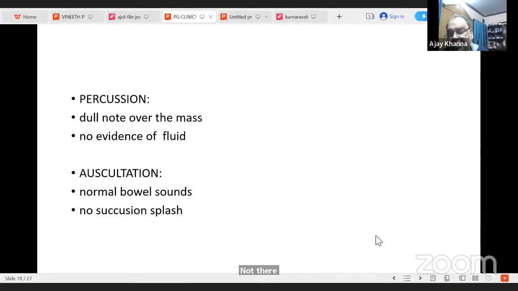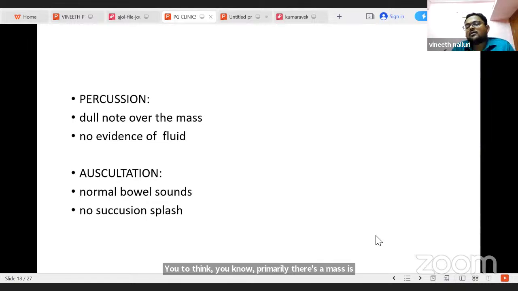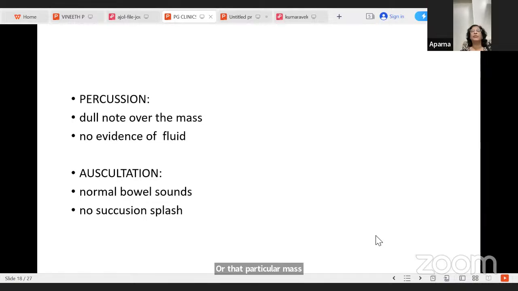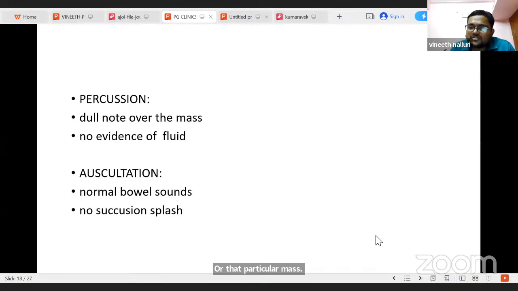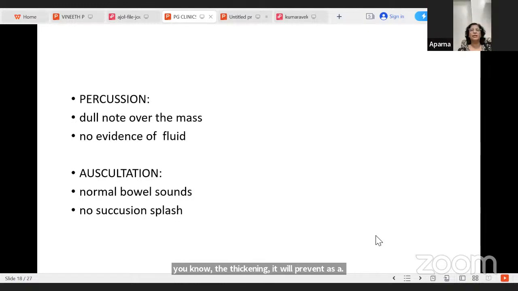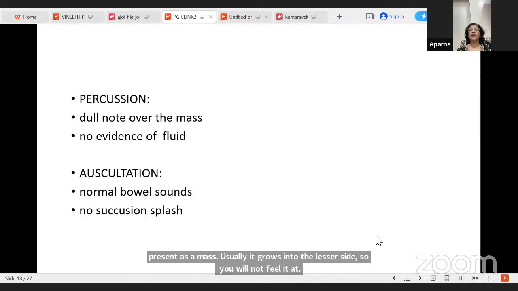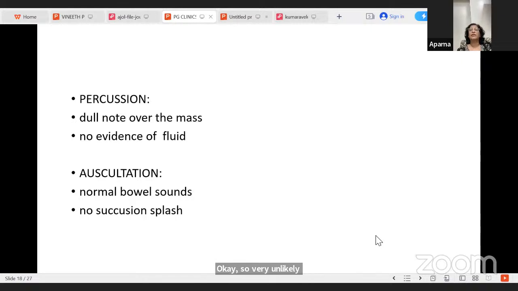You have to think, primarily there is a mass. So you have to make a differential diagnosis of that particular mass. In which condition does a gastric ulcer present with a mass? Gastric ulcer with outlet obstruction, antral thickening, it will present as a mass. No. It will never present as a mass, only if there is a thickened gastric antrum. Only if it is having a slow contained perforation, it may sometimes present as a mass. Usually it grows into the lesser side, so you will not feel it anteriorly. So it is very unlikely that a peptic ulcer disease with a gastric ulcer is going to present with a mass.